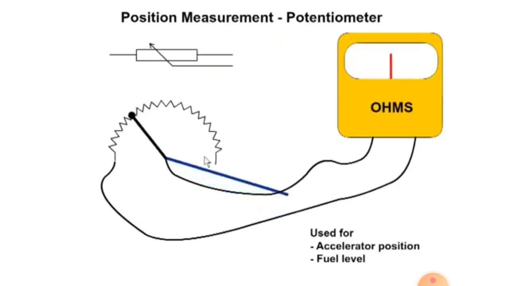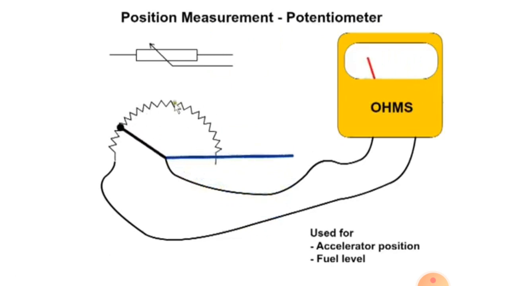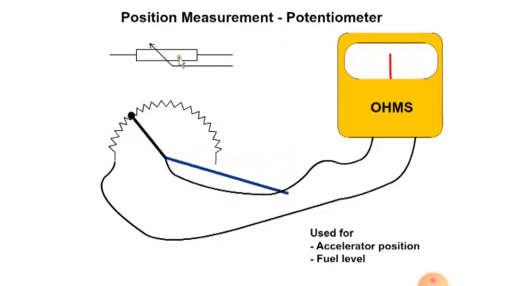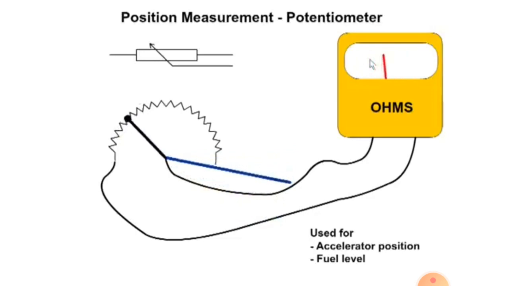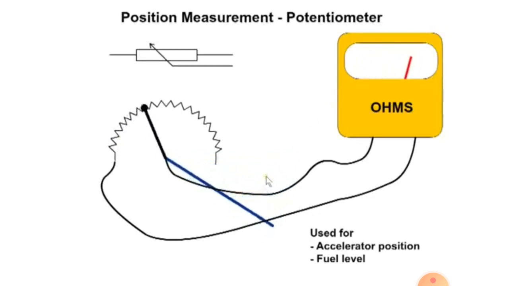The angular position sensor uses a resistor or potentiometer to determine position. As the wiper moves, the resistance is varied and provides a signal to the ECU. They are used for accelerator position and fuel level measurement.